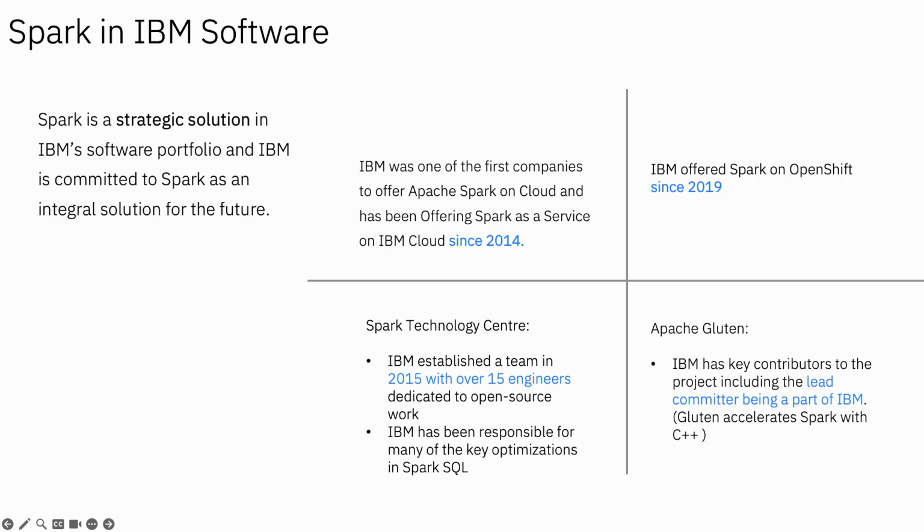So, Spark in the IBM software portfolio. IBM was actually one of the first companies to offer Spark as a service. That was back in 2014. And then in 2015, IBM established the Spark Technology Center, which I guess most of you have heard of before. And now IBM is expanding to native engine support in Spark, which is the Gluten team.